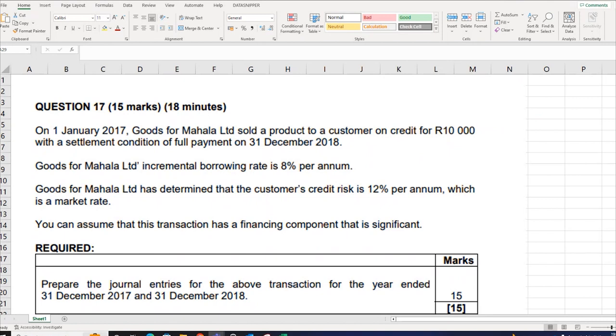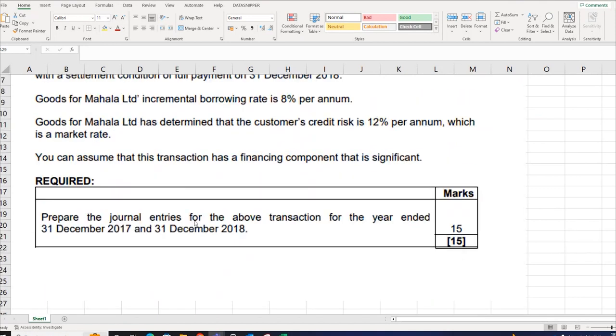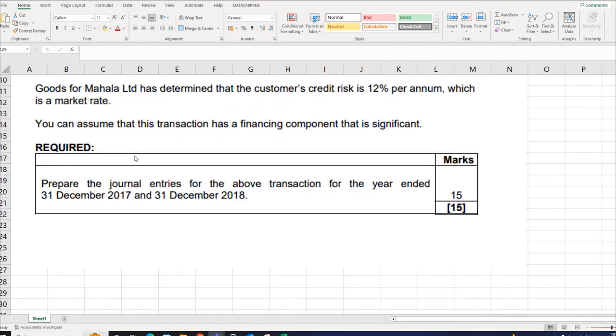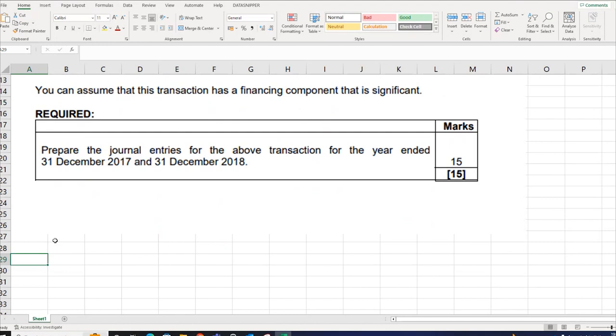And in that principle, you see these two interest rates that they gave you there. You need to know which one you're going to use to determine this transaction price. And it's always going to be the one that reflects the customer's credit risk. The incremental borrowing rate of the company is not the one that you will use, because the standard requires you to use a discount rate that reflects the customer's credit risk.